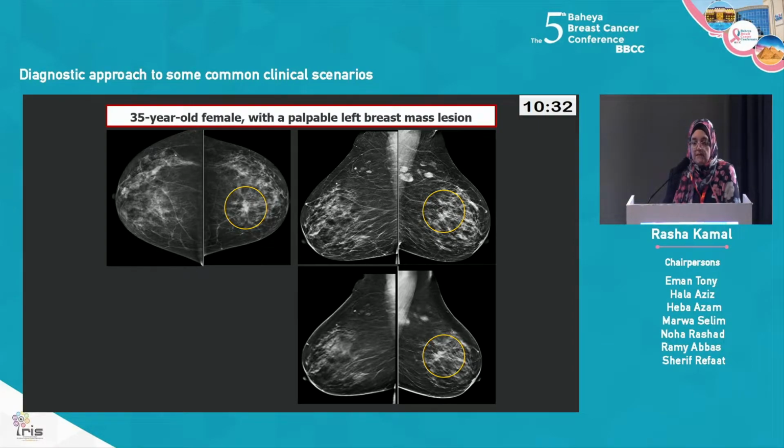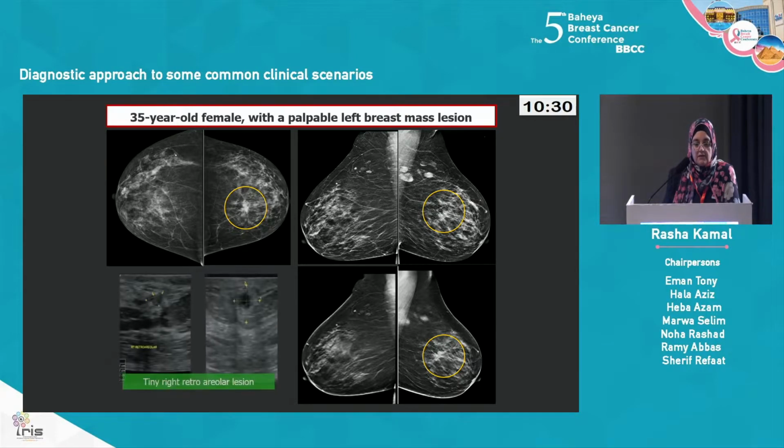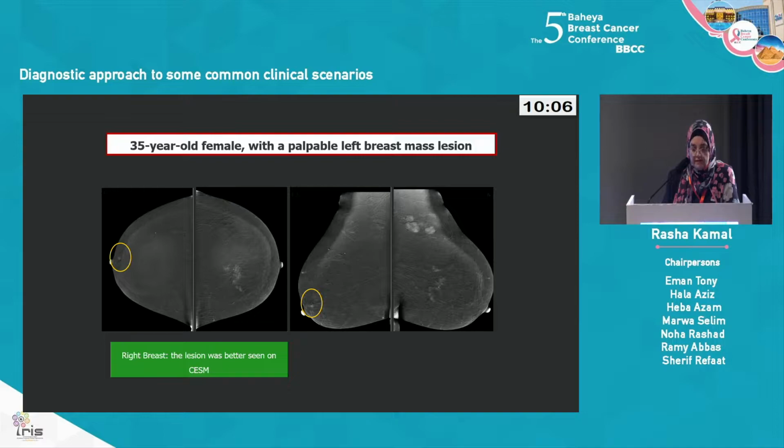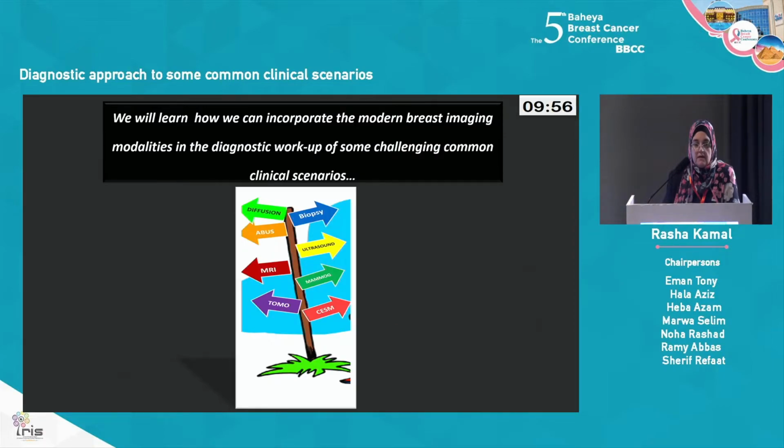We thought that the problem had stopped here, but unfortunately, during her ultrasound examination, we identified a tiny lesion in the right retroareolar region. When we went back to the mammogram and the contrast mammography, we were not sure where this lesion was. While looking simply at her contrast mammogram, the lesion was here. It was a tiny lesion in the retroareolar region, and it proved to be an invasive duct carcinoma. And even looking at the left breast lesion, it was not a single mass. It was a multifocal mass lesion with a wider extension than what we saw on the mammogram and the tomosynthesis.